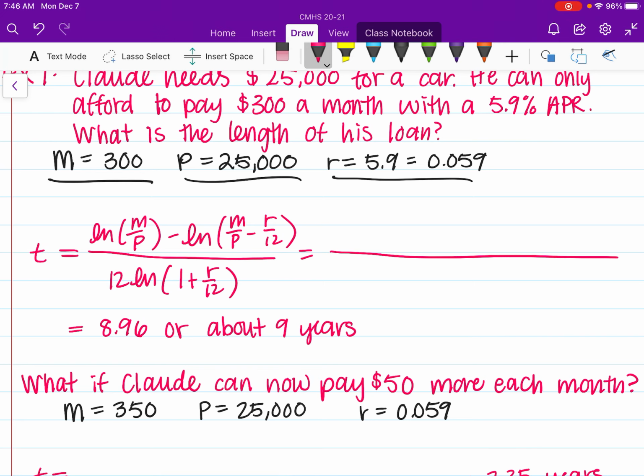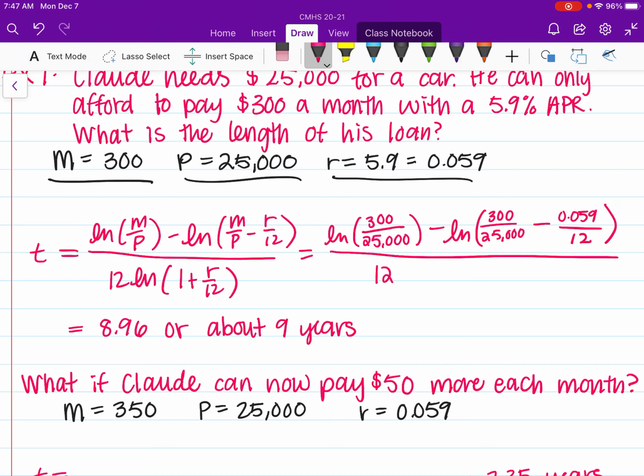So I rewrote on the left, I rewrote the formula. And on the right, I'm going to plug them in. So natural log of monthly payment, 300, over principal, 25,000. Close. Minus natural log of same fraction, M 300 over P 25,000, minus R, 0.059 over 12.